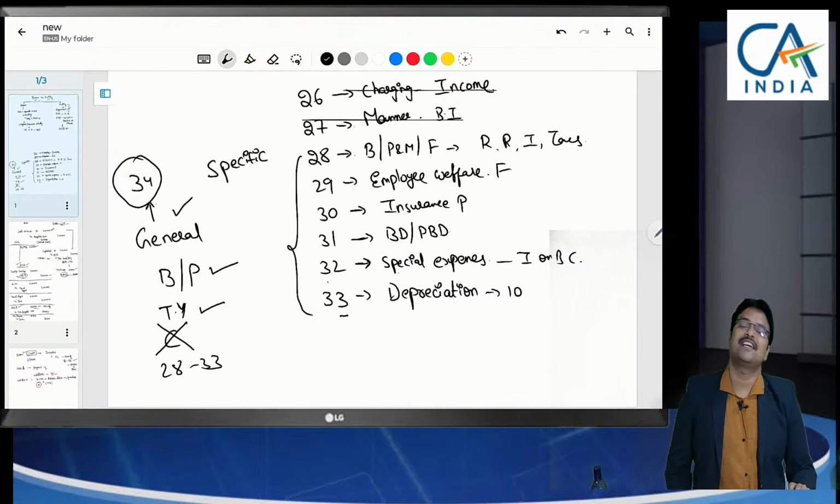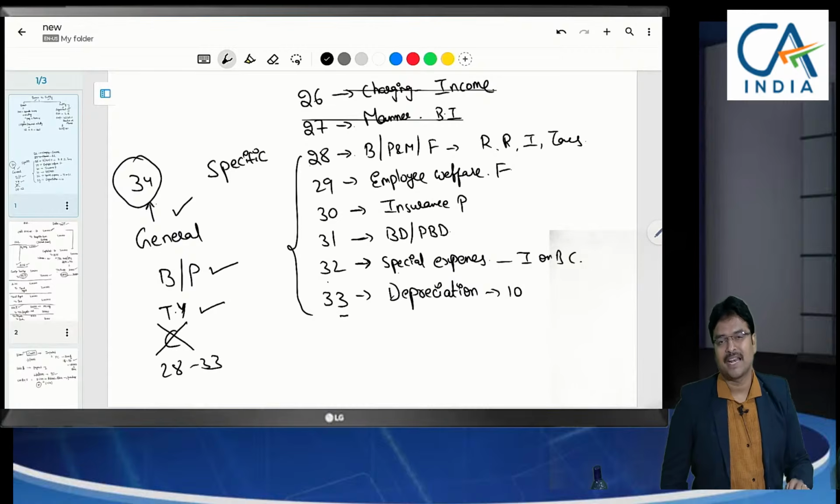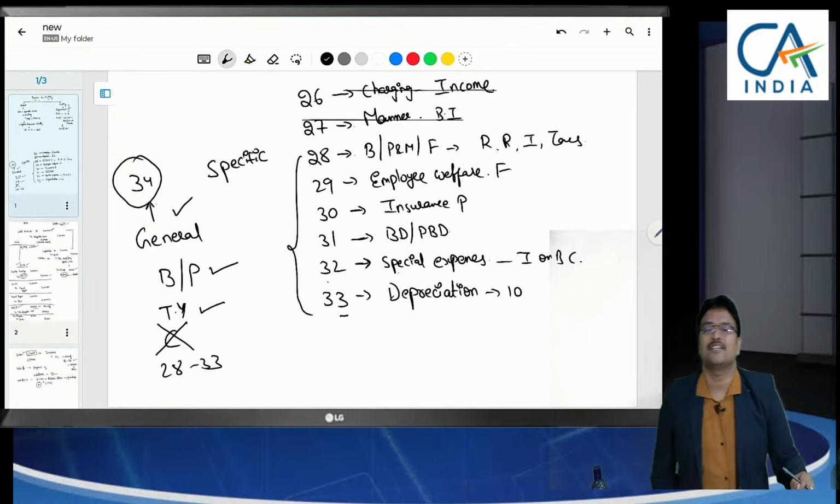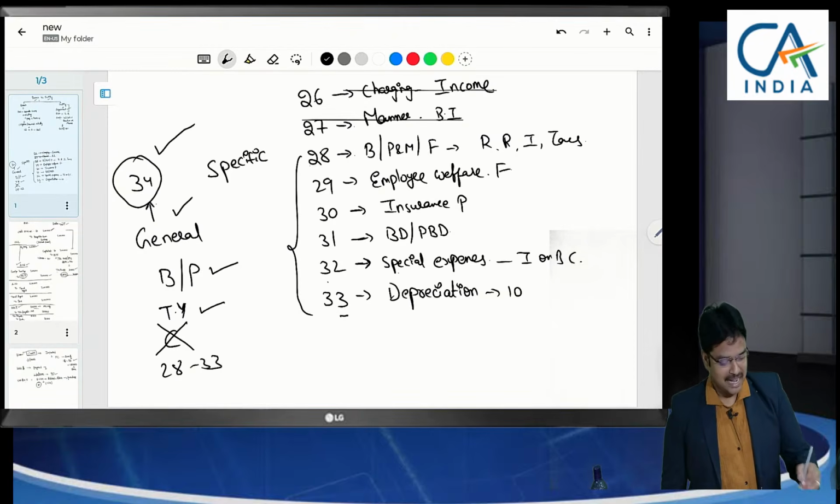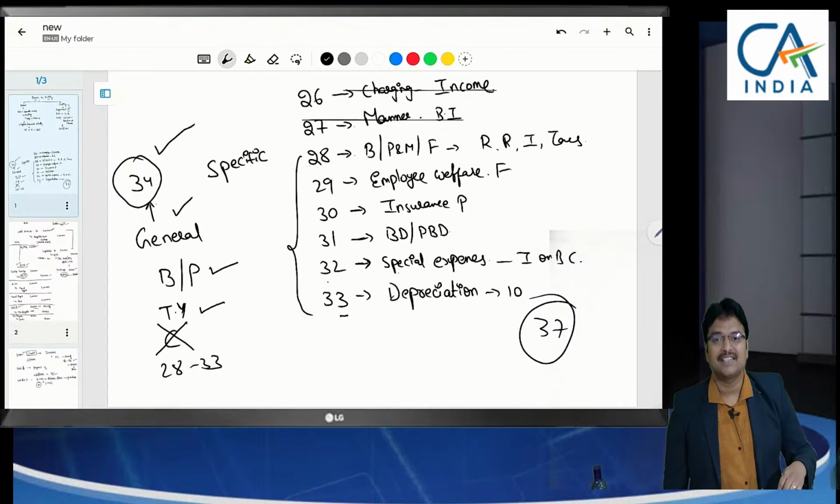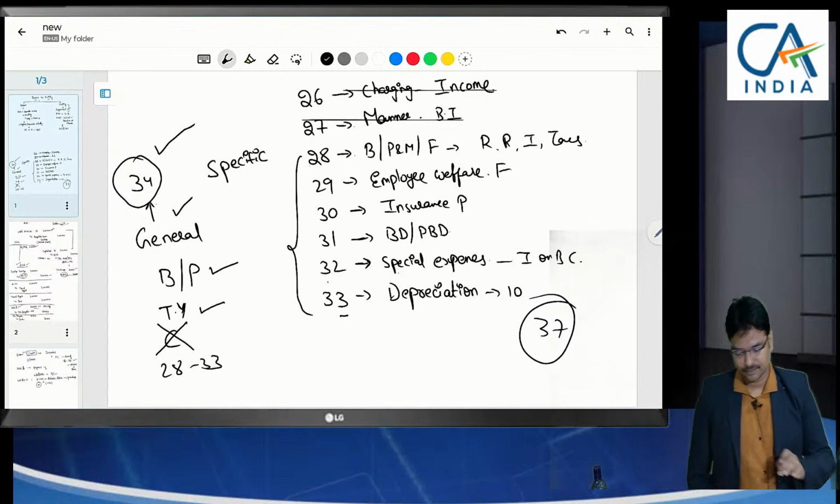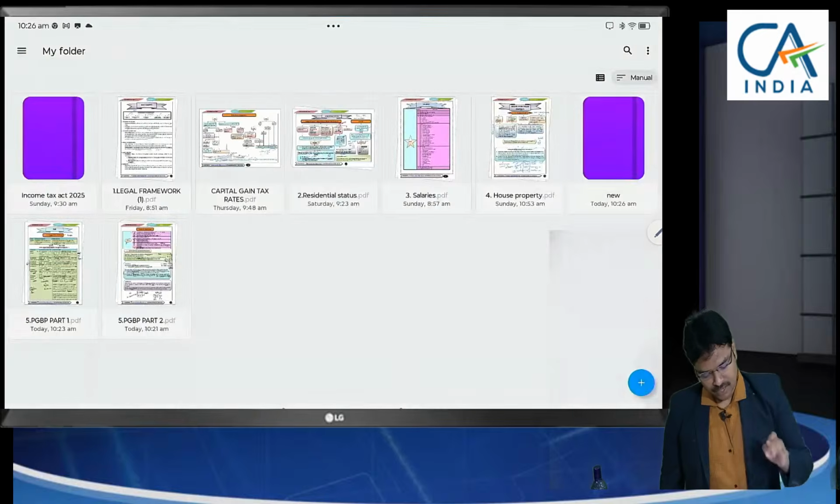For example, advertisement expenses. Till now we didn't discuss it anywhere, but advertisement will be for the purpose of our business promotion only. So can advertisement expenses be claimed? Yes, under section 34. Earlier section 37 was the general deduction. Now it is section 34. Now let us see that section.